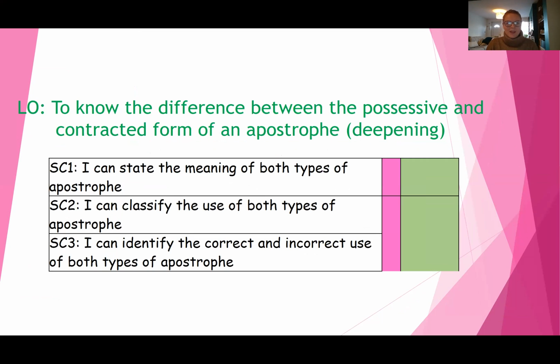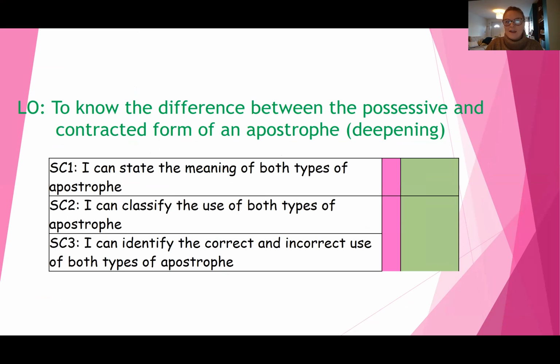So today we're going to deepen our learning about apostrophes. So we now know what the 2 different types are, and we have practiced using both of them. But now to deepen that understanding so that we know it a little bit better, we are going to learn to know the difference between the possessive apostrophe and the contracted form of an apostrophe.